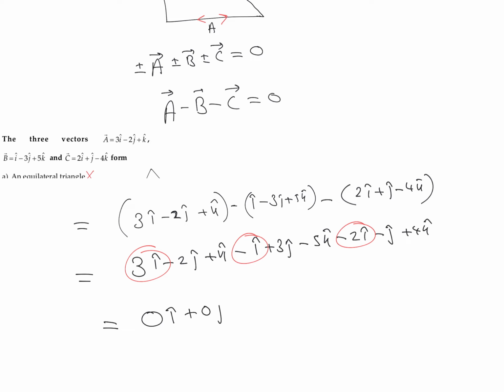So we can write 0 j cap, and if you're observing the k component, that is plus k and minus 5, that is plus 4, minus 4, and plus 4, we are going to get it as 0. So the resultant, we are going to get it as nothing but 0. That means these vectors are representing the different sides of a triangle. And as we are getting that dot product is equal to 0, it's also representing that it's a right angled triangle.